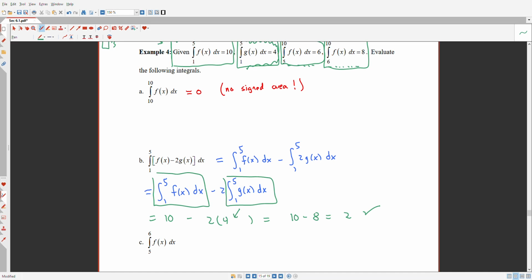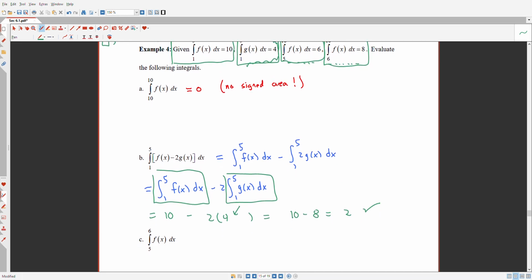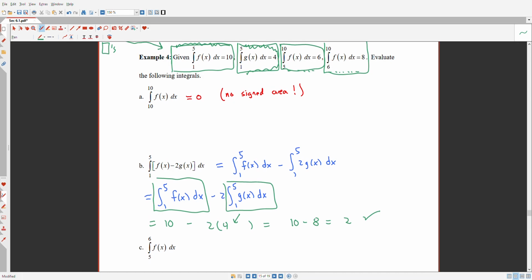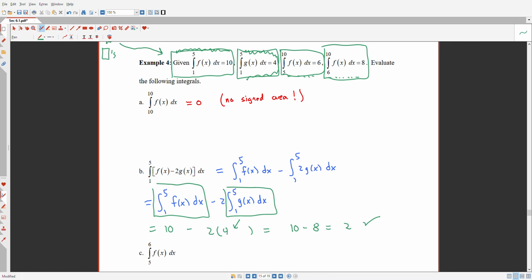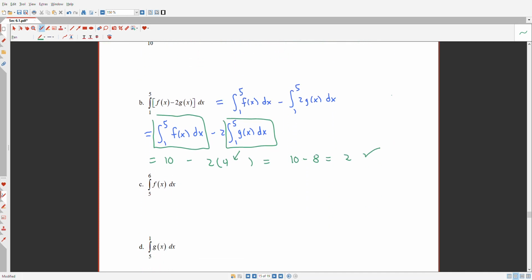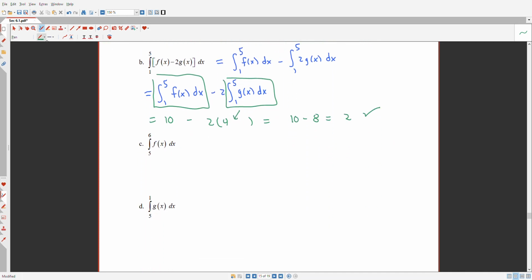Well, if I go look at that green boxed information, they never told me from 5 to 6, right? But they did tell me these last 2 pieces of information. From 5 to 10, I get 6 units of area, and from 6 to 10, I get 8 units of area. So you don't have to think about a picture, but I like to first at least.